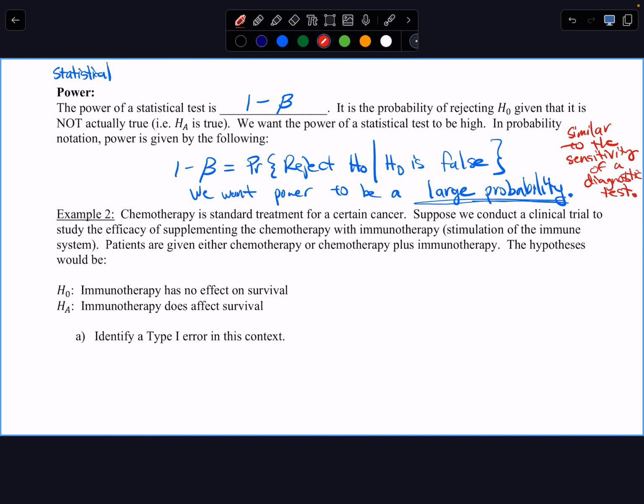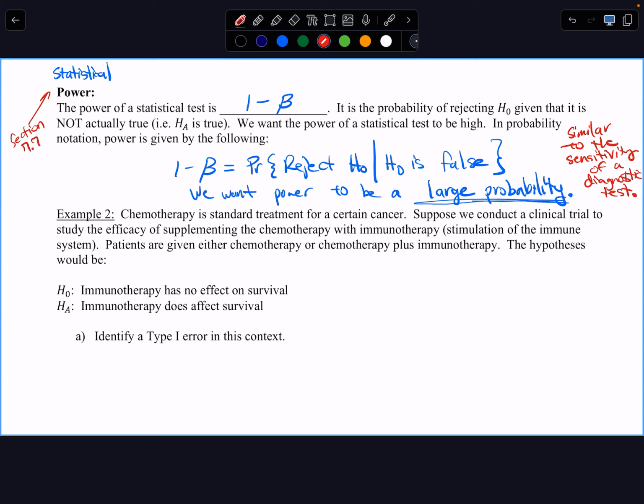That 1 minus beta and the type 2 error, they have to do with a lot of different things of your specific experiment or study that you're doing, right? There's actually a whole section in our textbook on statistical power. That's section 7.7, and we're going to get there later.